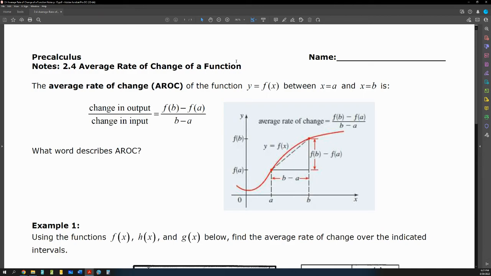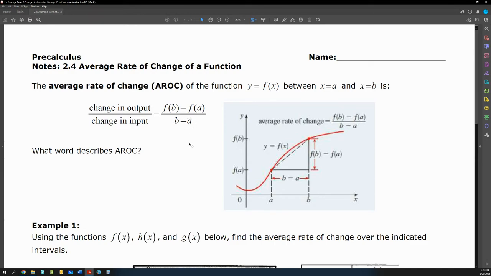Hi everyone. Today we're going to be looking at our notes for 2.4, which is average rate of change of a function. To start with the definition, the average rate of change of the function y equals f of x between the interval x equals a and x equals b is given as such. It is the change in the output over the change in input, where the change in the output is f of b minus f of a, over the change in the input, which is simply x equals b minus x equals a.